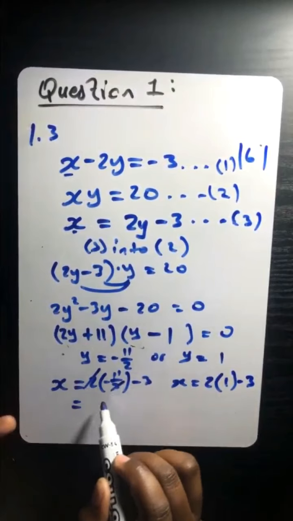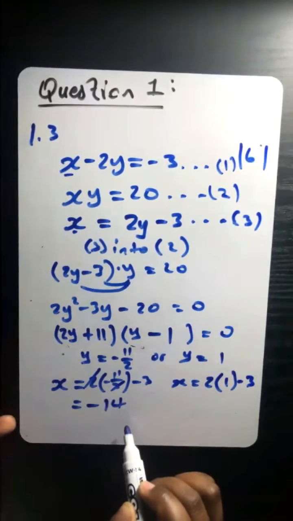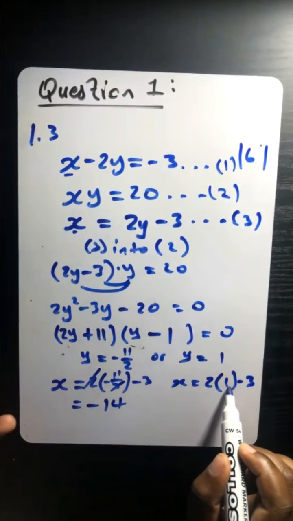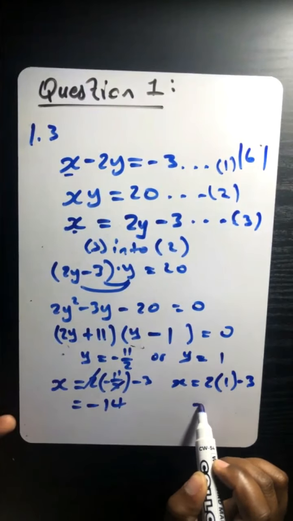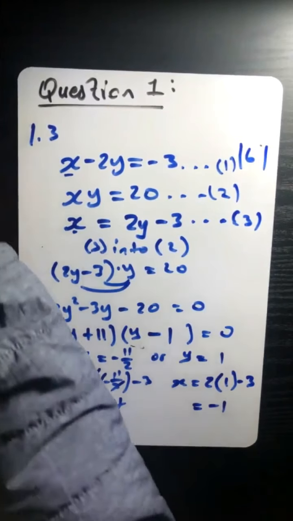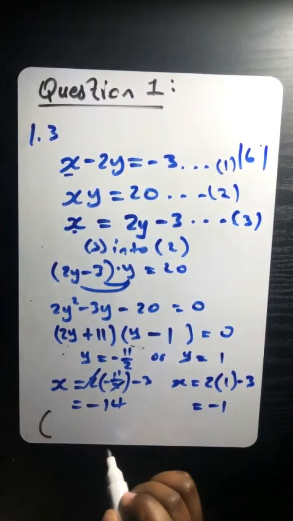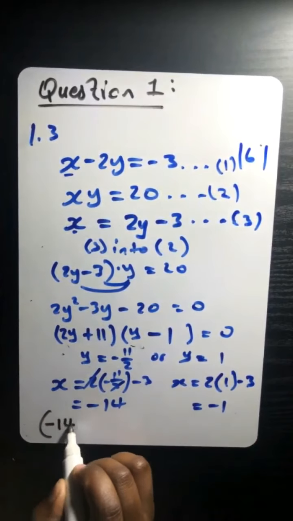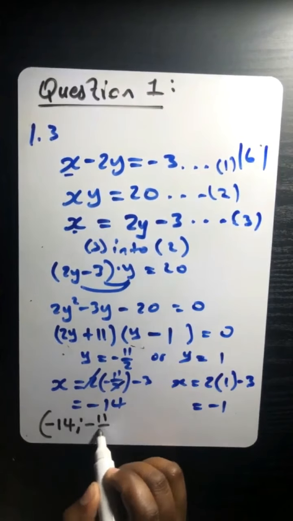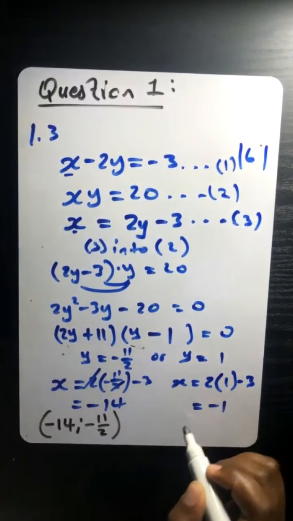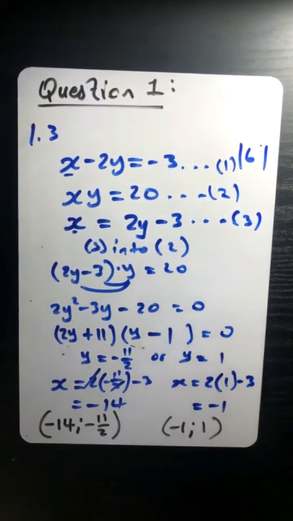So quickly we punch all of that. I think that is going to cancel. Then you have negative 11 minus 3. I think it's negative 14 there. And then you have this times that is 2 minus that. I think it's negative 1. So that means the other x value is negative 1. So you can write your answers in the form of coordinates: where x is negative 14, the corresponding y value is negative 11 over 2. Where x is negative 1, the corresponding y value is positive 1.